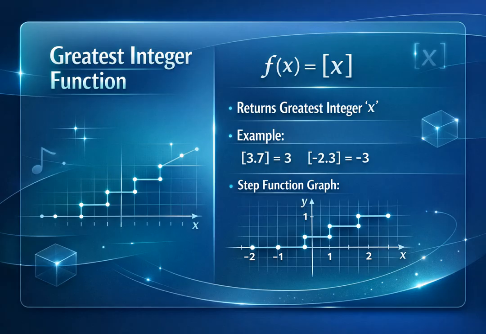The greatest integer function, also called the floor function, is written f of x equals square brackets around x. It returns the greatest integer less than or equal to x. For example, the greatest integer less than or equal to 3.7 is 3. For negative 2.3, it's negative 3. The graph looks like a series of steps.